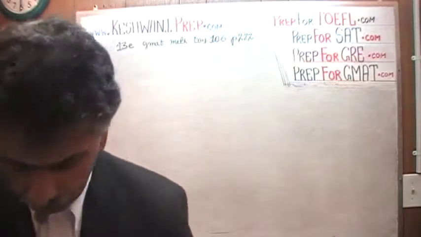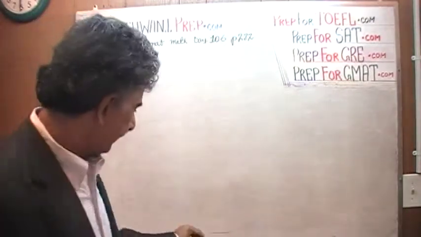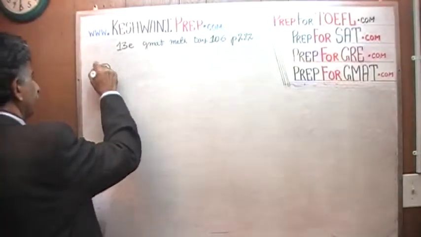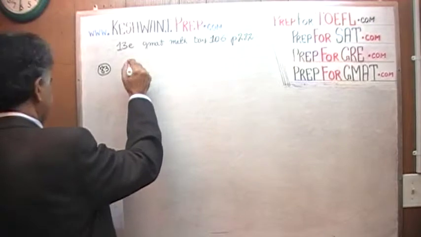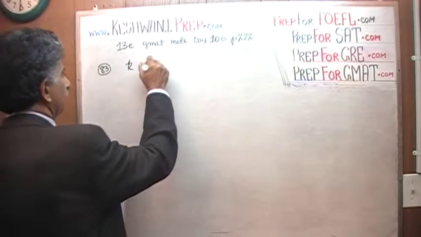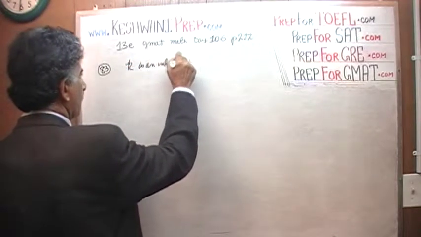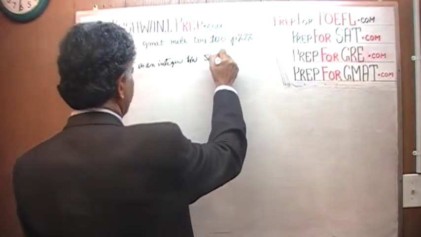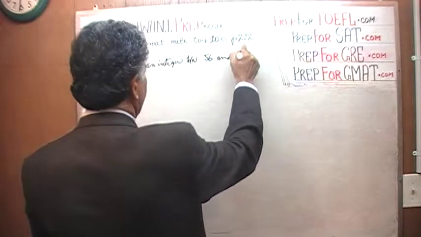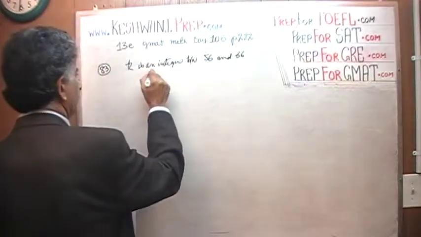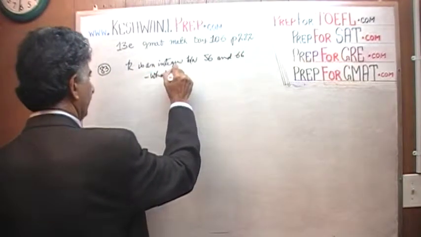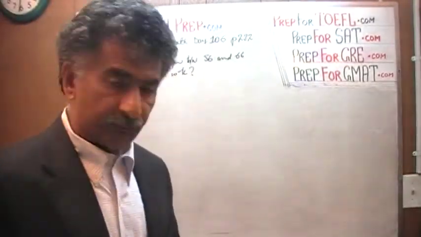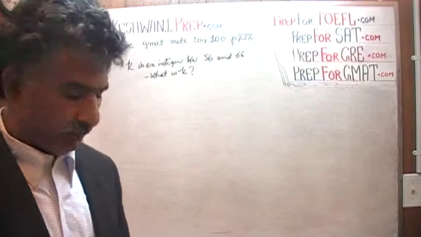The problem that we're going to solve is number 83. Let's take a look at it. We are told that k is an integer between 56 and 66, and the question is very straightforward. The question simply is, what is the value of k? That's all. Let's look at the first statement, see what they give us.